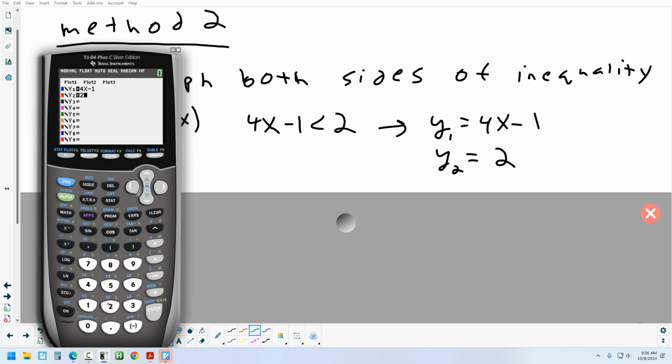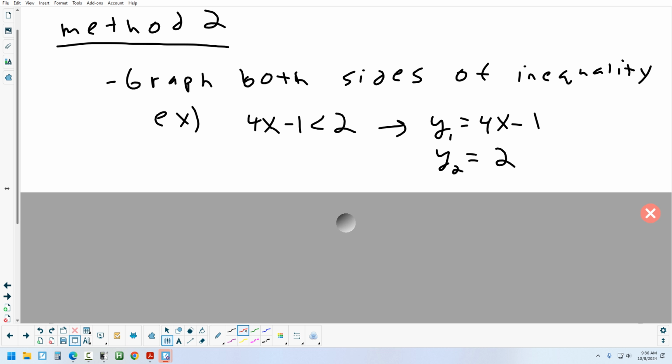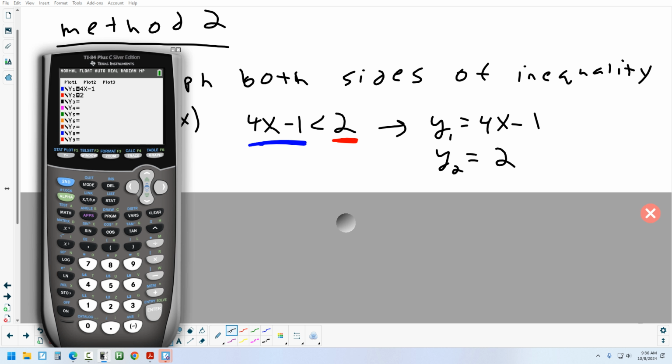Okay, I did 4x minus 1 in blue, and I did the 2 in red. So that one's red, that one's blue. So if you want to think of it in terms of the color, I'm going to be looking for where the blue one is less than the red one. That's what I'm looking for. So let's hit graph.